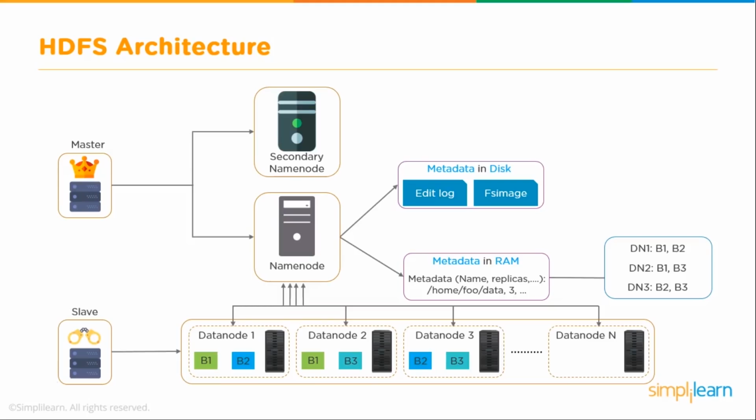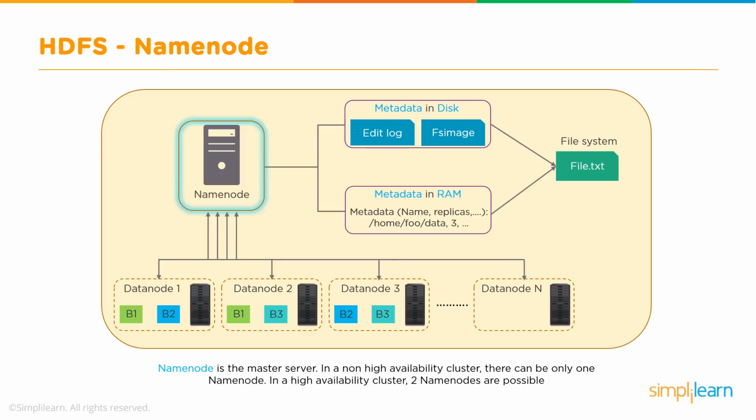Data nodes, which are basically your slave machines, are the machines where the data is actually stored on the disk. Now this is how it would look when we talk about name node. If a file was stored on HDFS, its information will be there in the metadata in disk in the form of edit log and fsimage. I'll explain that again. And we will also have metadata in RAM, which has information on which blocks the file is broken down into, which data nodes the blocks are residing on, and what the file permissions are.